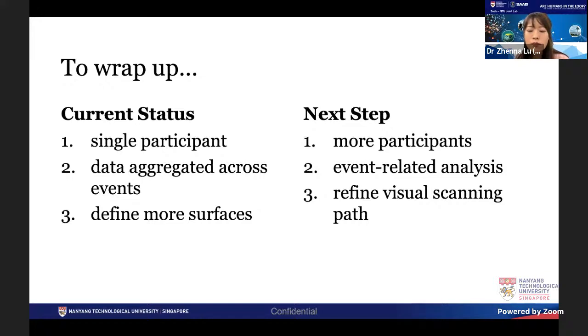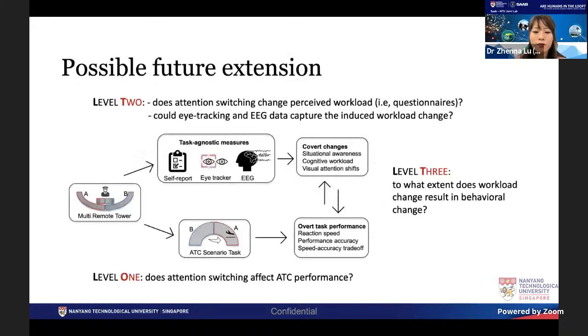So for the next follow-up analysis, I'm going to include more participants and do a more refined event-related analysis. I'm probably going to define more surfaces, including the radar and the E-strip, so that whenever the controller is shifting his gaze from the E-strip to the airport, it means something different from shifting his gaze from the airport to the radar. But those events are not detected in my initial analysis.